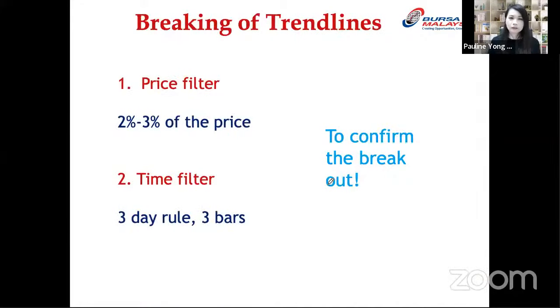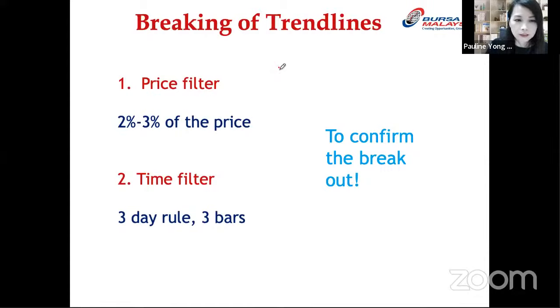And okay, so then trend line breaks. When we draw the trend line, the purpose is to see a breakout, a trend line break. So how do you validate or confirm that it is a true, genuine break? In order to confirm whether it is a true or genuine break, there are some rules here. First, it is the price filter rule, which is about 2 to 3% of the price.